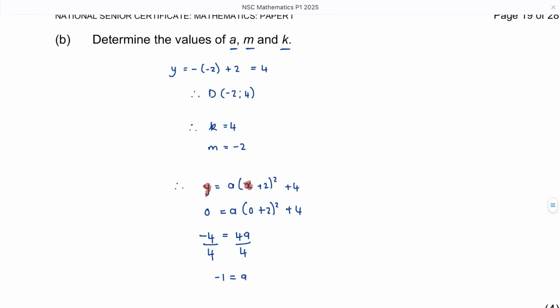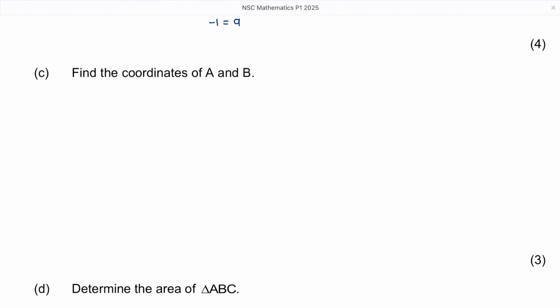It did not ask for a final equation, so we can leave the answers as they are. This question asks us to find the coordinates of A and B. Now the information told us that A and B are x-intercepts. So I'm going to start with A.